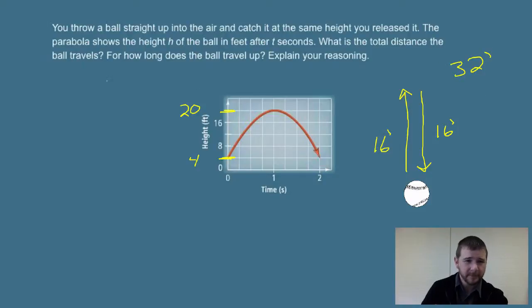For how long does the ball travel up? Well, considering our parabolic graph here, the ball is traveling up for exactly 1 second. And then symmetrically travels down for exactly 1 second before returning to its original height. So for how long does the ball travel up? 1 second.